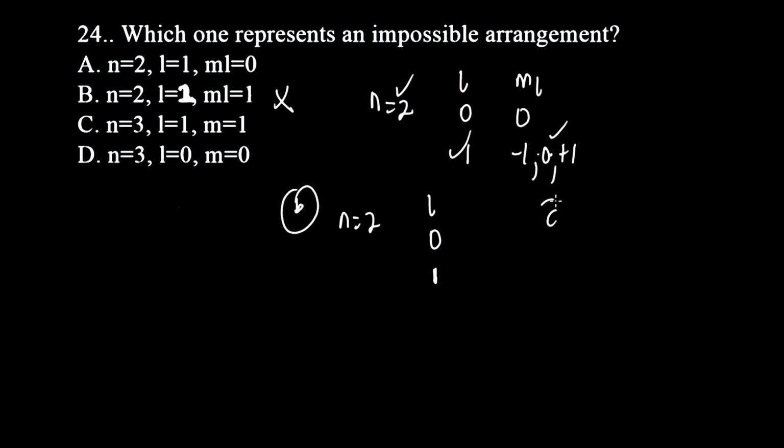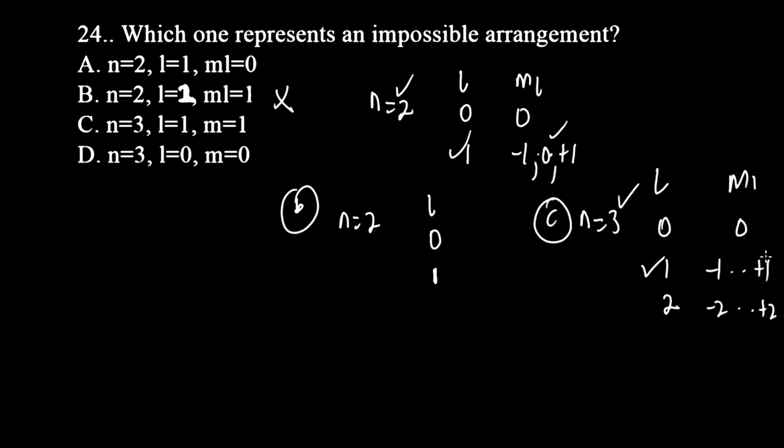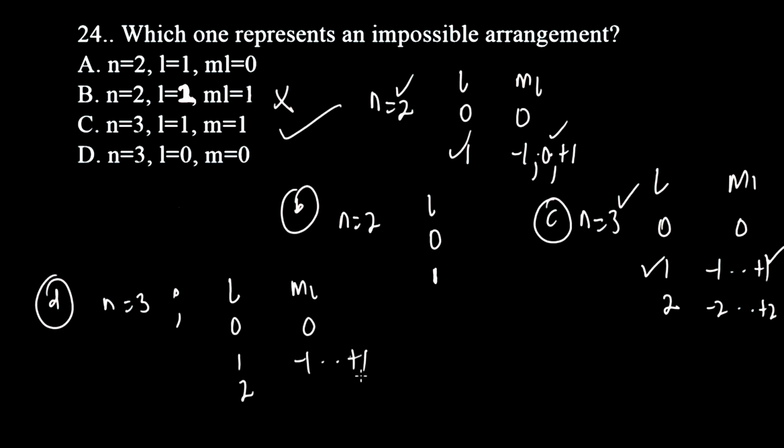So let's look at option C. We have n equals 3, so we have L to be 0, 1, 2, right? So 3 is possible, this is possible. So let's look at ml. We have 0, we have -1 to +1, we have -2 to +2. So basically this option is right. So let's look at D. n equals 3, therefore our L will be 0, 1, 2, ml will be 0, -1 to +1, -2 to +2. So this is also possible. So this is wrong. Option B.